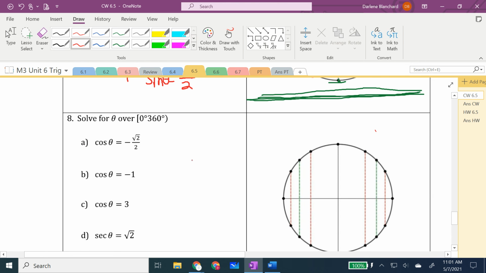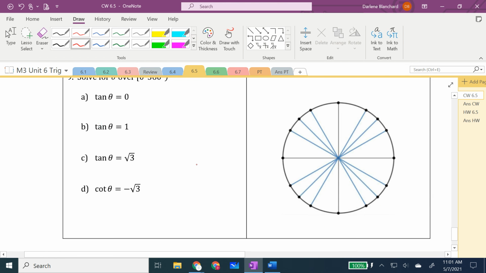Next, I have cosine, but due to time, I'm going to head over to tangent and try to work through this one a little bit faster. Tangent is equal to 0 when I have a 0 slope. That gives me the angles 0 and 180 degrees. And that's part A.